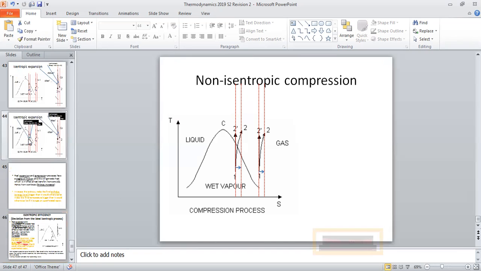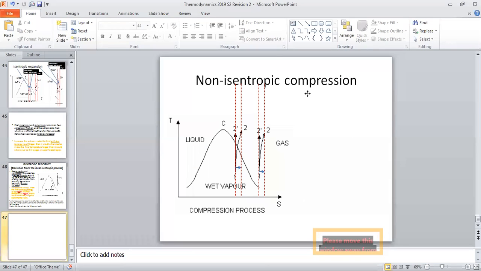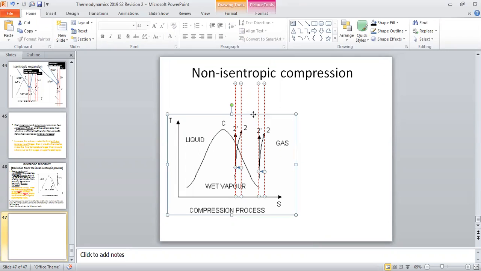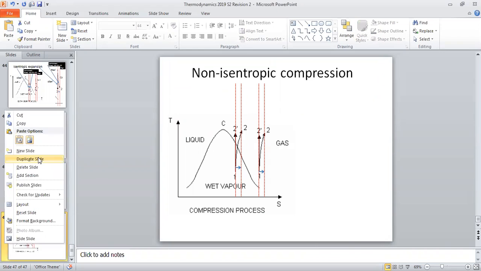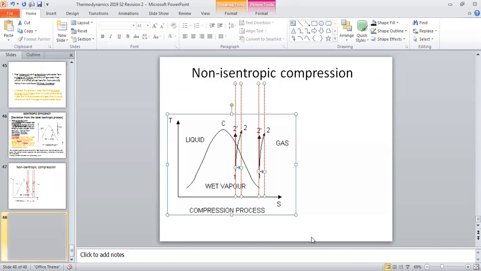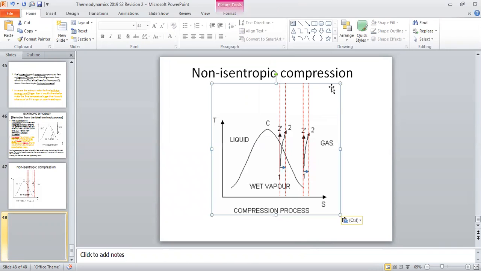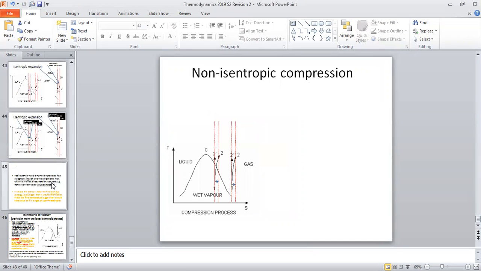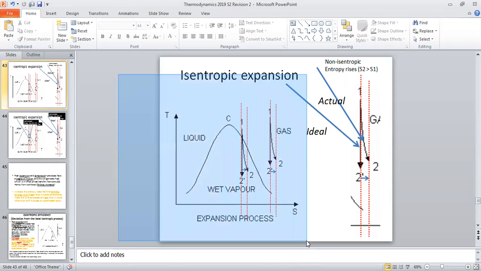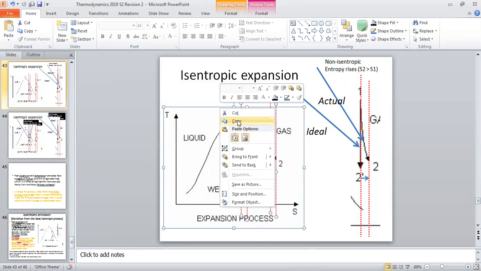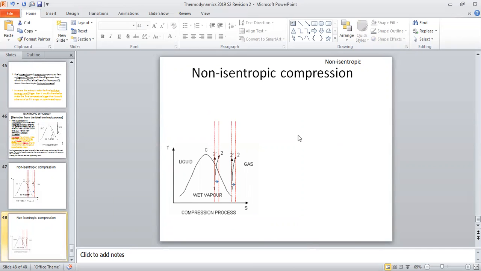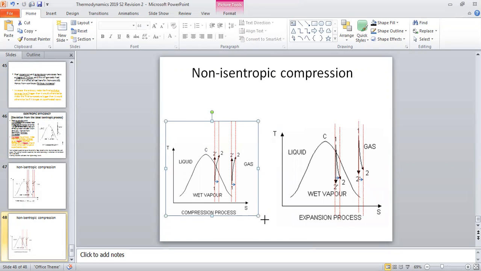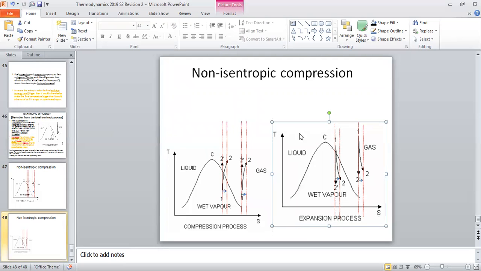So you should understand this. Same like that, let me put the expansion as well. Expansion and compression.